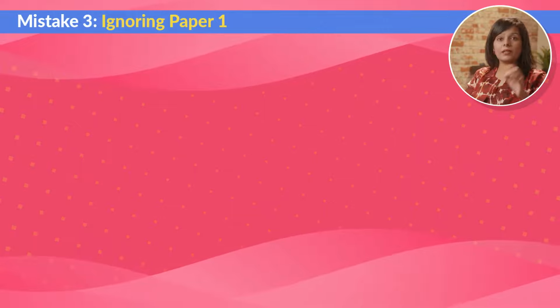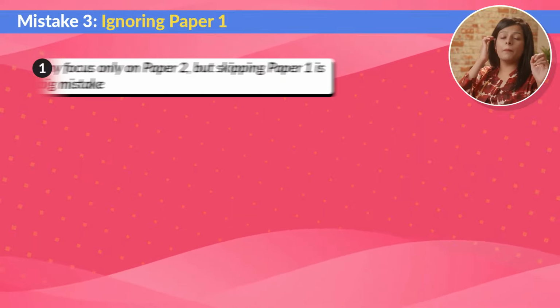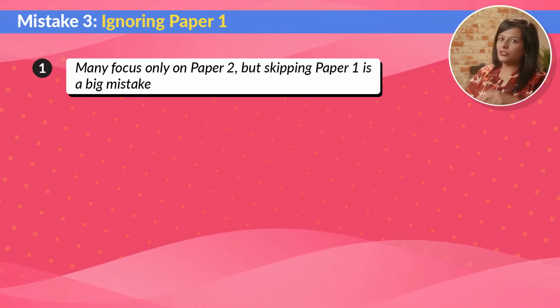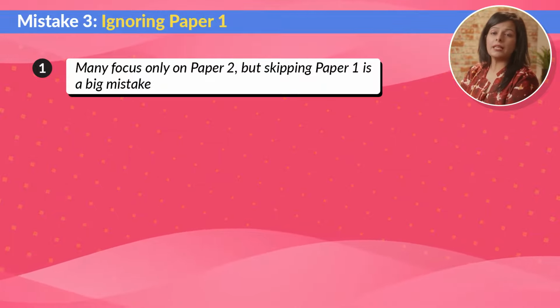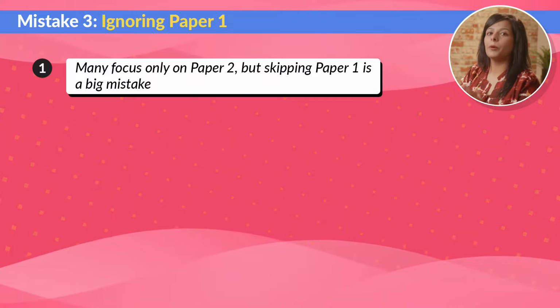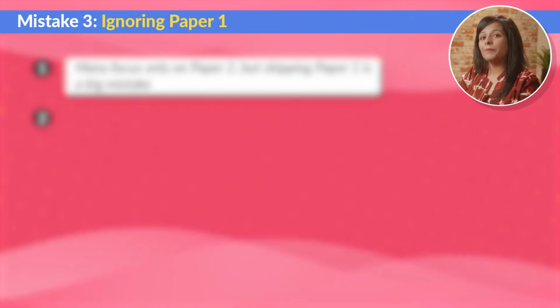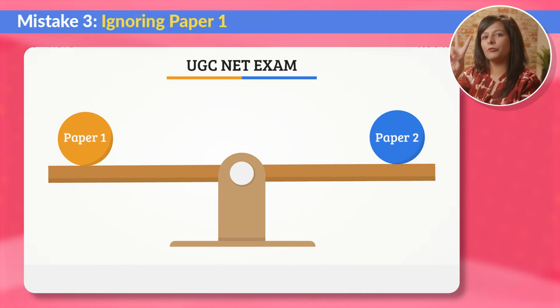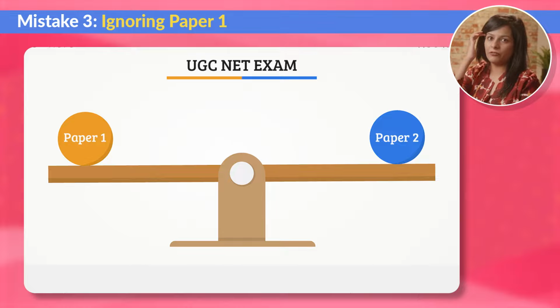Mistake number 3. Ignoring Paper 1. Many students pour all their energy into Paper 2 thinking it's the harder one. But skipping Paper 1 is a big mistake. You need both papers to qualify, and a strong score in Paper 1 can be your ticket to JRF.